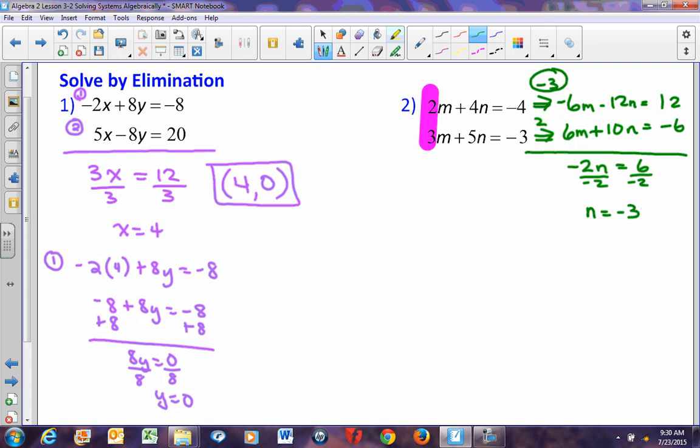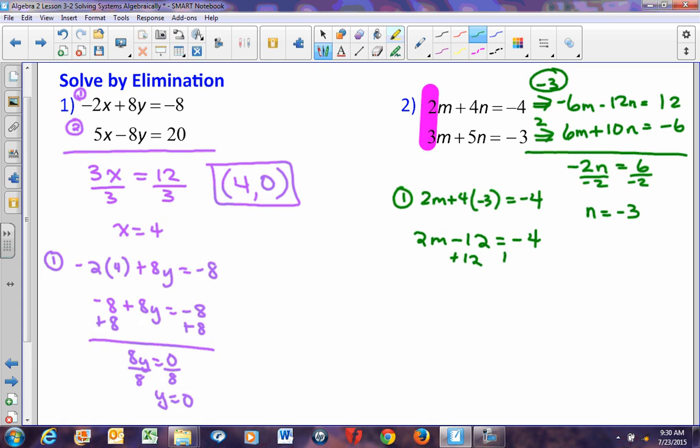So now I have what n equals. I can go back to solve for m, and it can go into any form of the equation. I tend to put it back into one of the original forms, just in case I made a mistake somewhere in the other form, and it's normally smaller numbers anyway. So let's put it back into the first one. So I have 2m plus 4 times negative 3 equals negative 4. So 2m minus 12 equals negative 4.